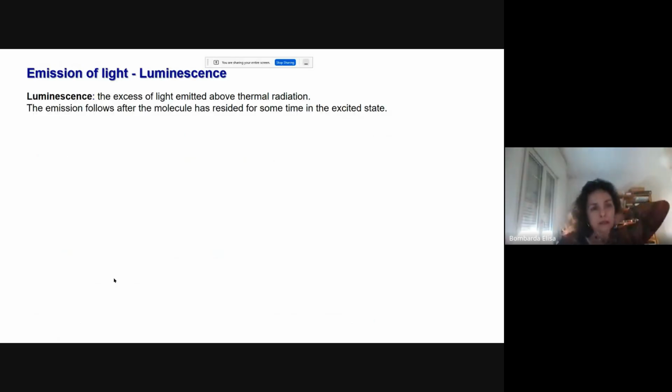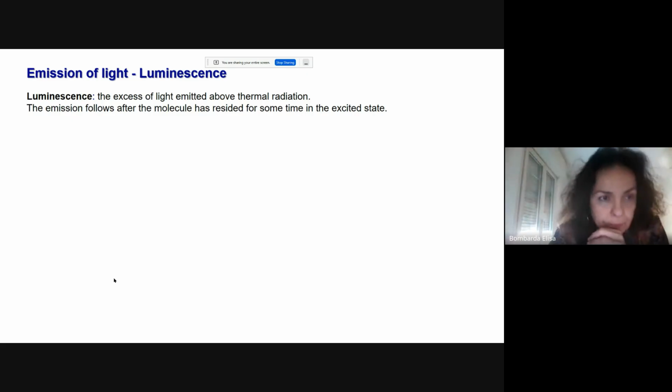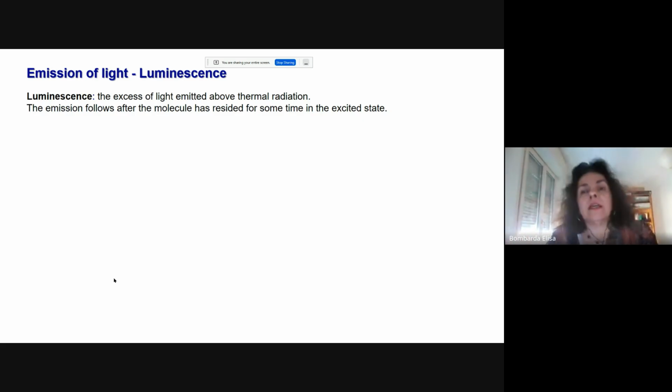So let's say emission of light. That's what we will actually be interested in. Emission of light, we can say luminescence, and we can define luminescence. Luminescence is the excess of light emitted above thermal radiation. So it is emission of energy, and it is light and not heat. The emission follows after the molecule has resided for some time in the excited state.